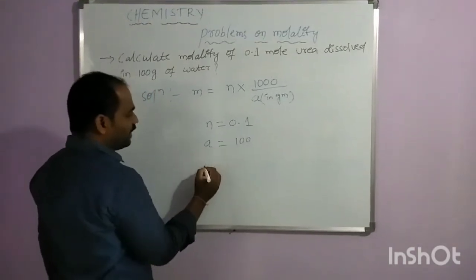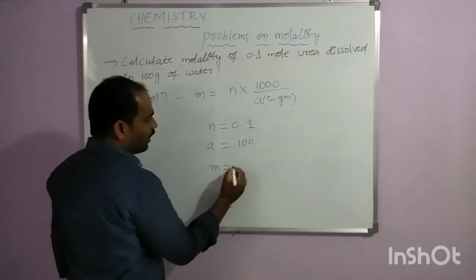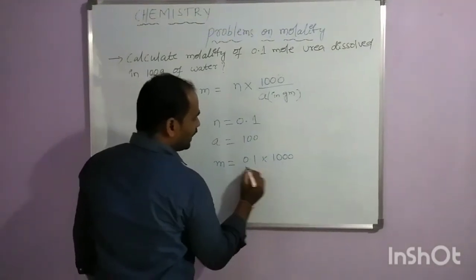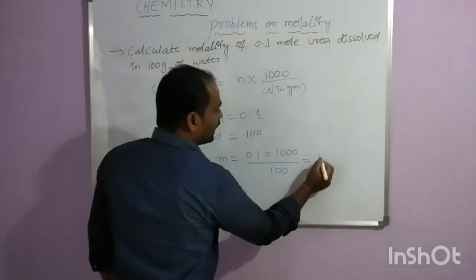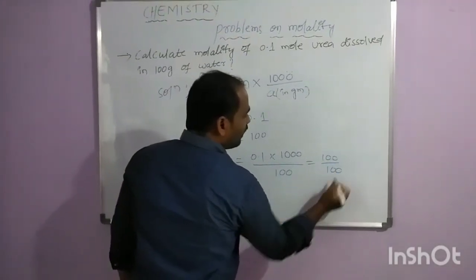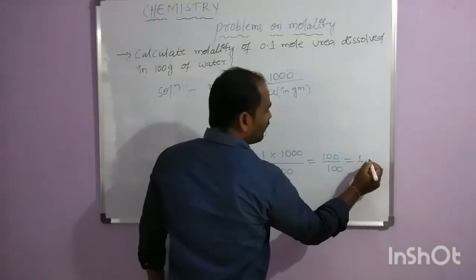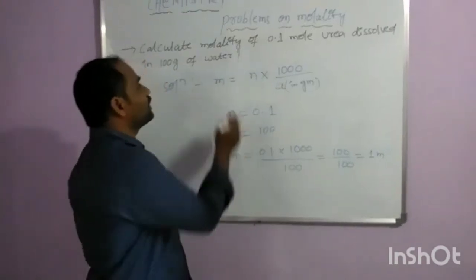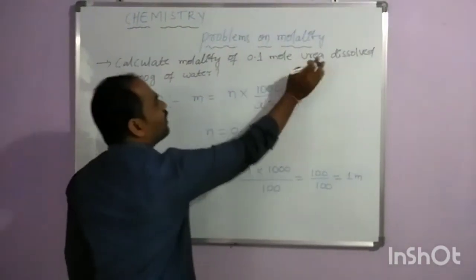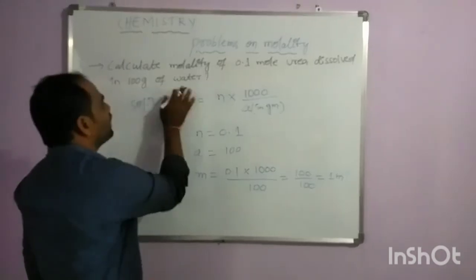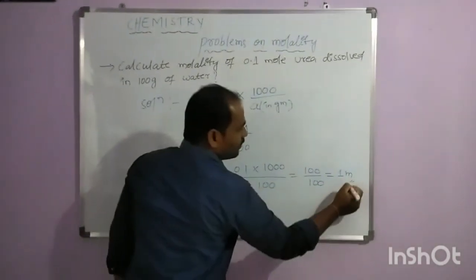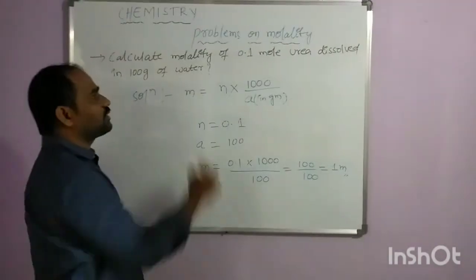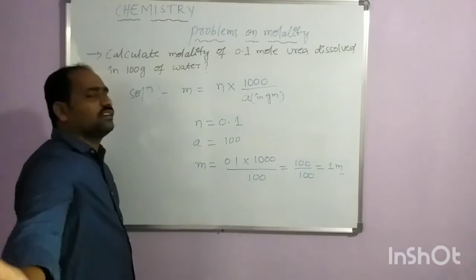Now substitute these values in the above formula: 0.1 into 1000 by 100. On simplification, we get 100 by 100. On final simplification, we get the answer 1 m. The molality of 0.1 mole of urea present in 100 grams of water is 1 m. Okay, this is the second problem based on the concept of molality.